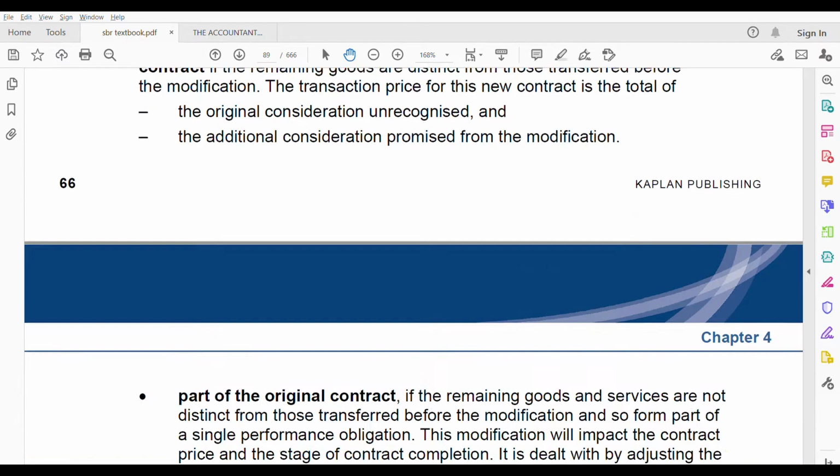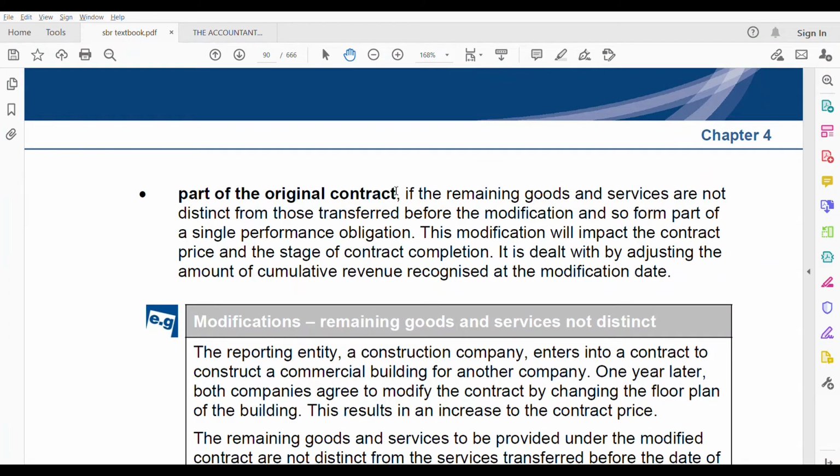The other one is that it is a part of the original contract. If the remaining goods and services are not distinct from those transferred before the modification, that means the goods and services are similar to those which have been there before the modification, then they form part of a single performance obligation. It is not treated as a separate performance obligation. So this modification will impact the contract price and the stage of contract completion. It is dealt with by adjusting the amount of cumulative revenue recognized at the modification date.